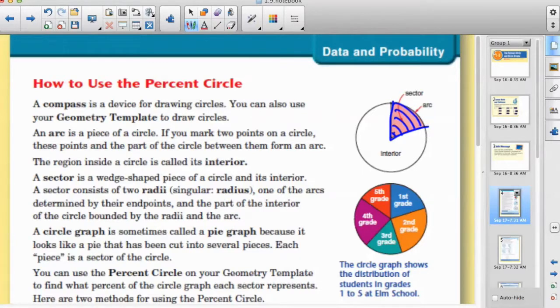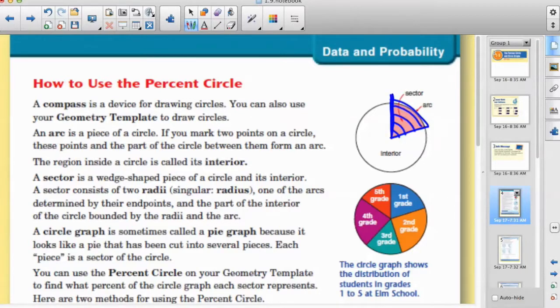Here on the third paragraph, let's begin reading. A sector is a wedge-shaped piece of a circle and its interior. A sector consists of 2 radii. So you have a radius here and a radius here, and those two together are 2 radii. One of the arcs determined by their endpoint, and the part of the interior of the circle bounded by the radii and their arc. So simply, all of that is saying is that right here is a sector. This is that wedge-shaped piece made up of 2 radii, a radius here and a radius here, and that arc.